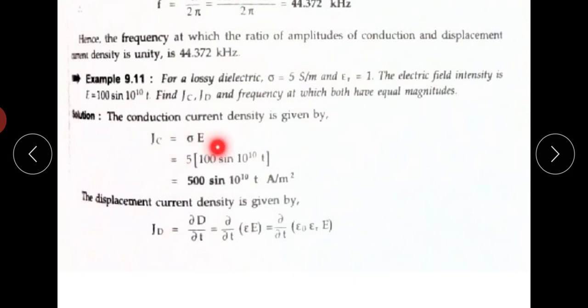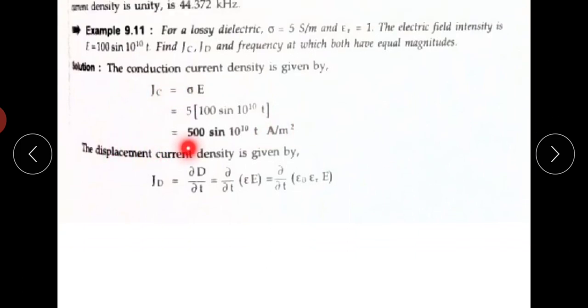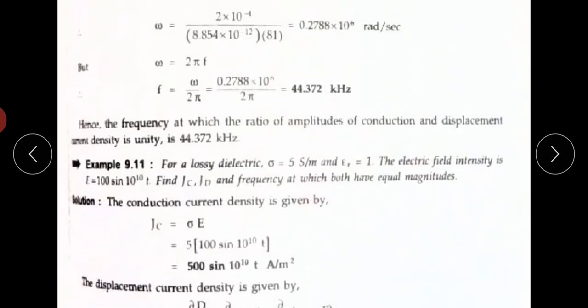First find Jc. Jc equals sigma into E bar. Given sigma equals 5, E equals 100 sin 10 to the power of 10 t. So Jc equals 5 into 100 sin 10 to the power of 10 t, or 500 sin 10 to the power of 10 t amperes per meter square. Current density units are amperes per meter square. Next, the displacement current density formula: Jd bar equals dou by dou t of D bar, or omega epsilon into E bar.